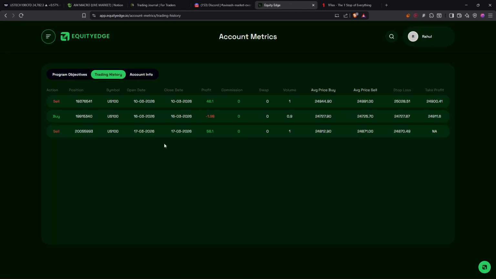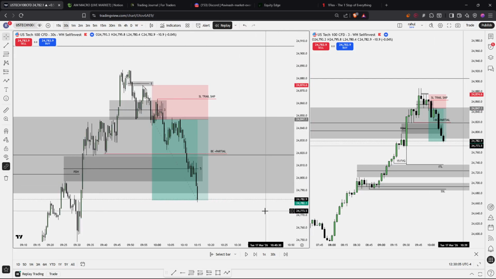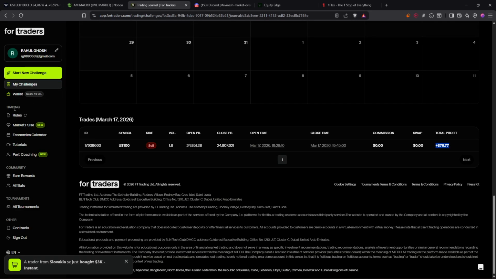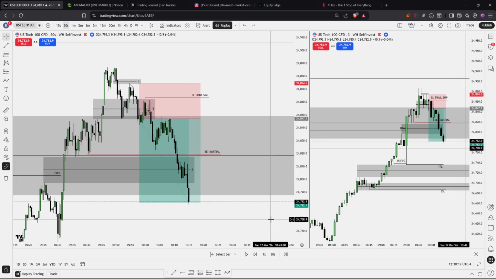This was the outcome, everything and all. There is nothing more to say, and hopefully I get to take my payout. Payout date is tomorrow, so let's see what happens. As you can see here, payout date is tomorrow. Let's see if I do get a payout for this trade. So yeah, that was the overall trade recap.